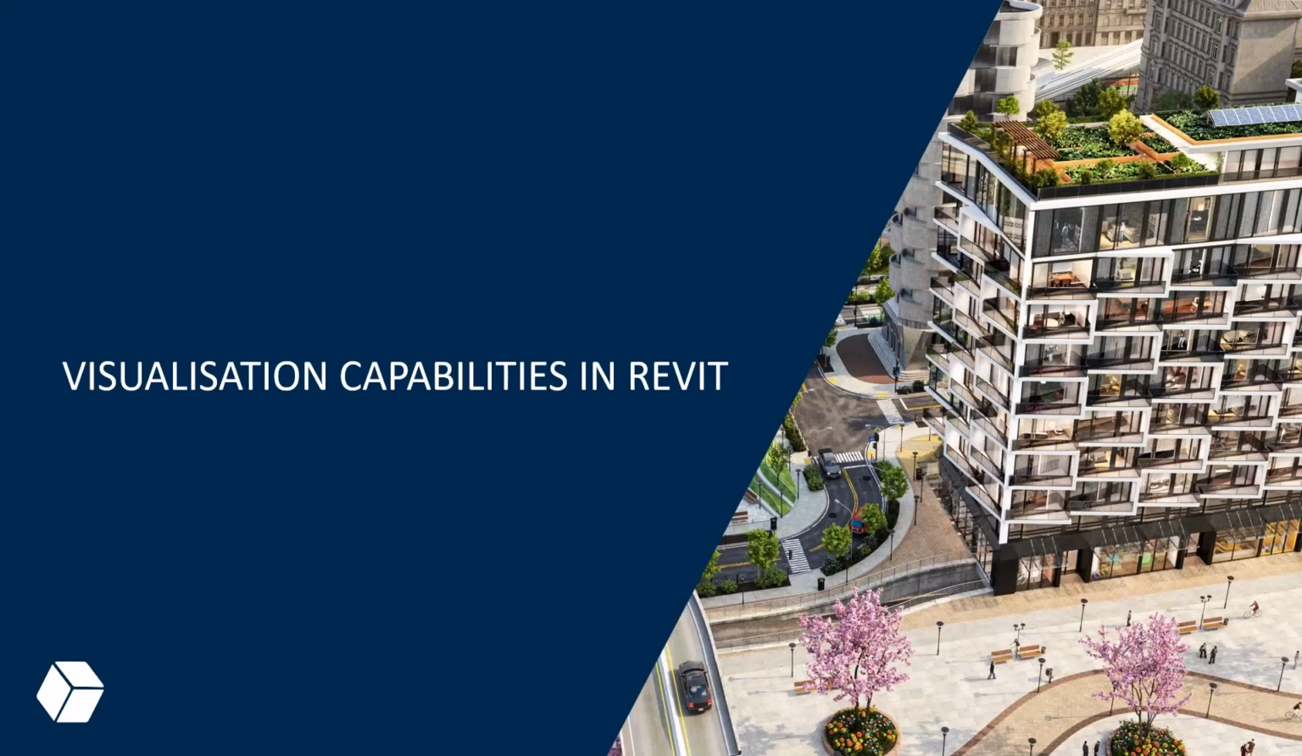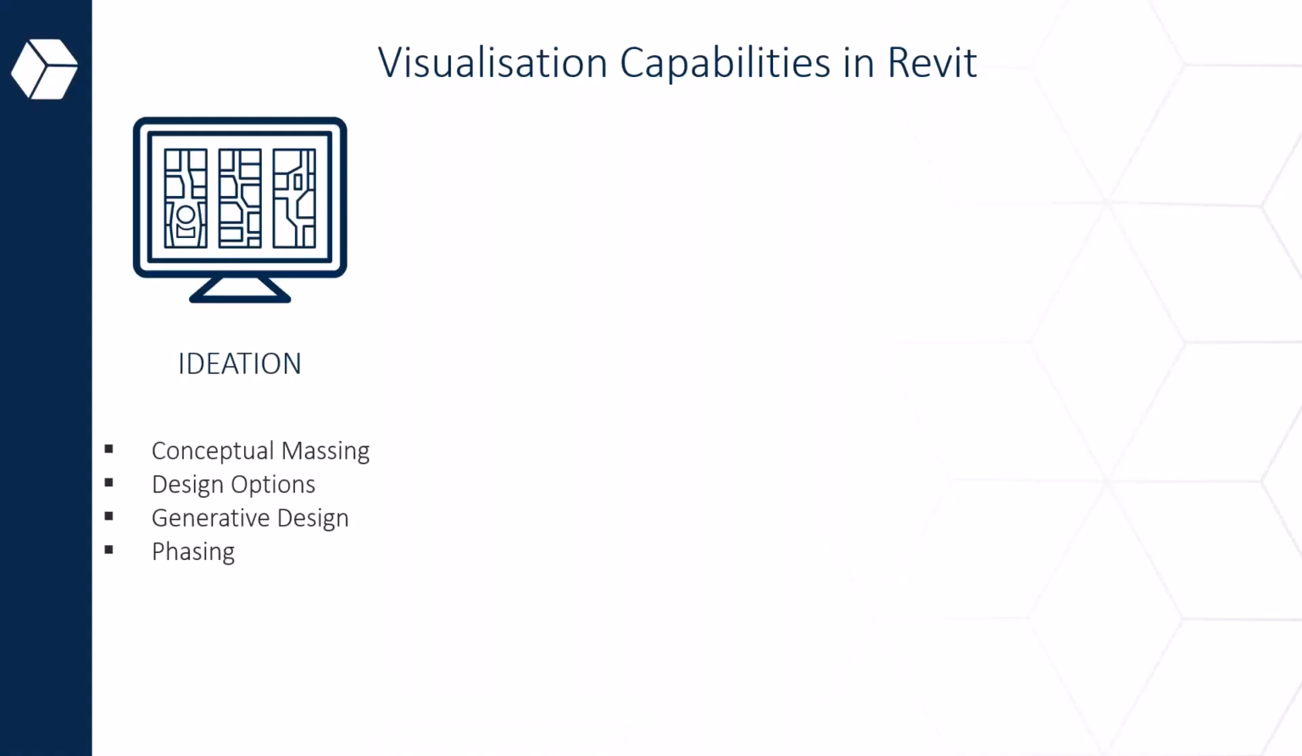And then when we look at the visualization capabilities in Revit, because obviously you're going to need to utilize as much of Revit before taking it into Twinmotion, and Revit does have a lot of capabilities that you can utilize prior to getting into Twinmotion. So first off, we've got ideation. Right at the beginning of the project, you can utilize things like conceptual massing, so utilizing different models that you can model in place in Revit to convey your design.